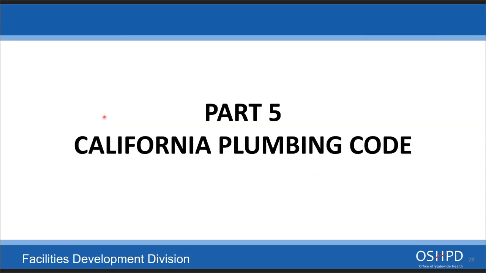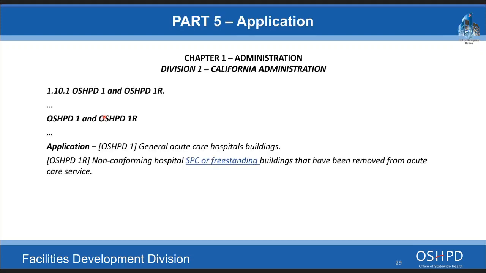Okay, next we'll go to the plumbing code. As you'll see, we'll be addressing the one issue that comes up every cycle except this current cycle, and that's hand wash fixtures. That's kind of an OSHPD favorite, it seems. So we'll go to this next slide here. We've got, once again, some of the language on non-conforming hospital, SBC, or freestanding buildings. This is just clarification of the language. Housekeeping, as Bill would say. We'll go to the next slide, please.